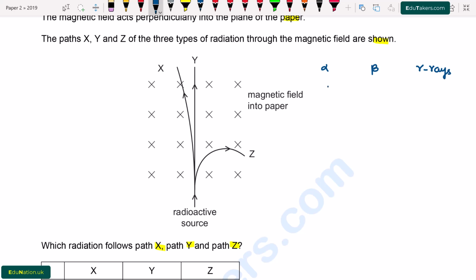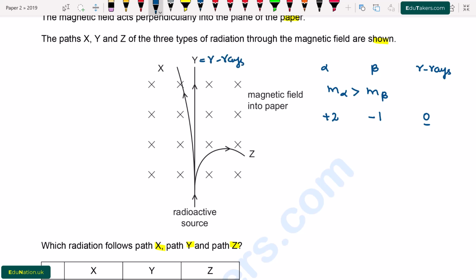First of all, the mass of the alpha particle is very large as compared to the beta particle, and the charge on the alpha particle is positive 2. The charge on the beta particle is -1, while the charge on the gamma ray is 0. The gamma rays are neutral, they don't have any charge. So when the gamma rays are neutral, there will be no deflection in the magnetic field. It means that the ray that goes straight is actually the gamma ray. So Y is gamma rays.